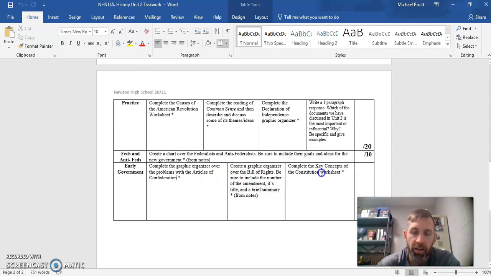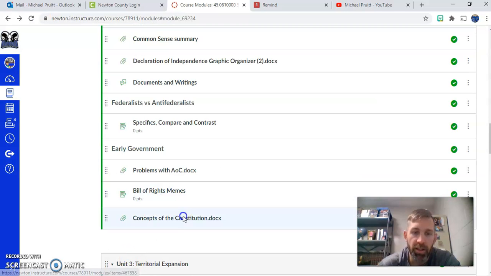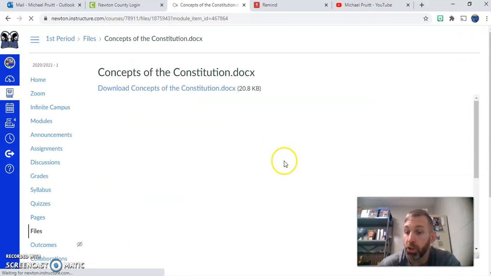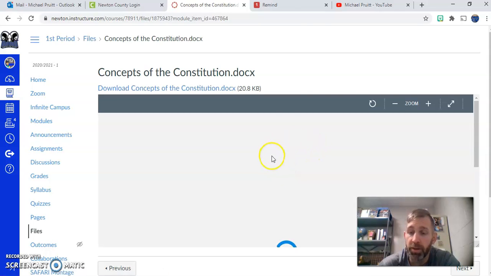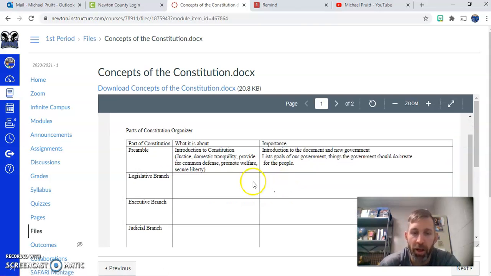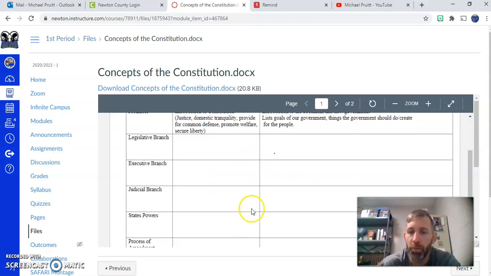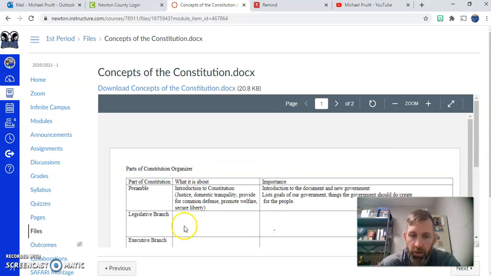For my odd classes, the Concepts of the Constitution worksheet, that was what we did in class. You guys took two full days of class to work independently on your own, finding information out about the Constitution. And then we went over this on November the 2nd in class together, and I gave you the most important information. Okay? That is all of your task work. That's everything that you need to turn in.